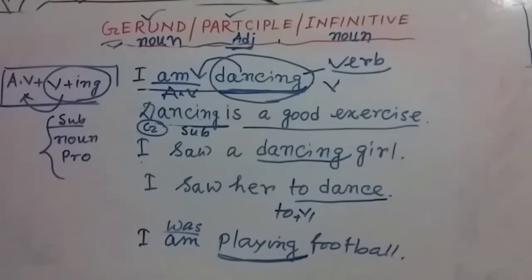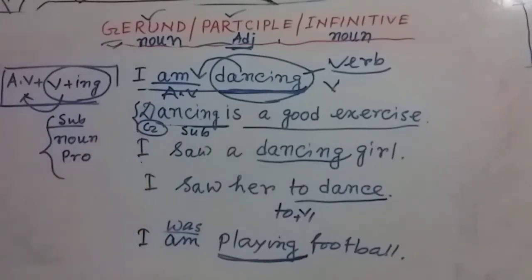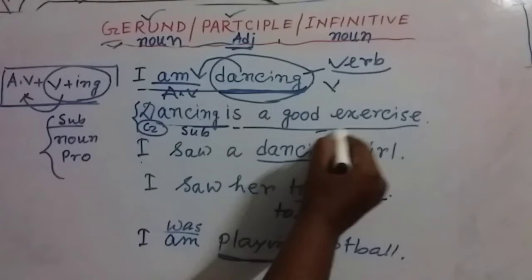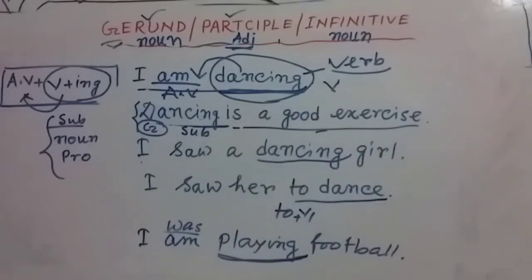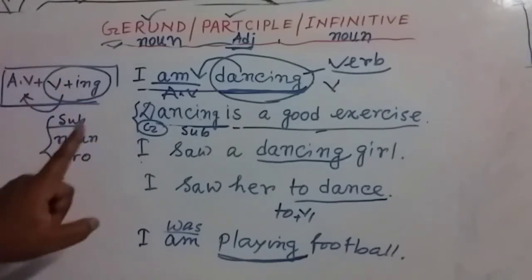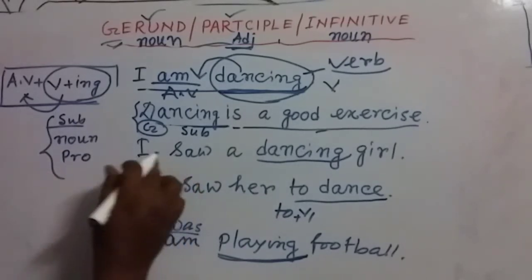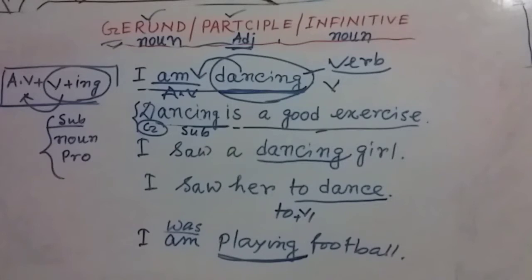It's a naming word here. That means it is the name of a particular activity, and this is the subject and this is the complement of this sentence. So my dear friends, I think you can understand the meaning of gerund here. Now let's look at the next sentence: I saw a dancing girl.